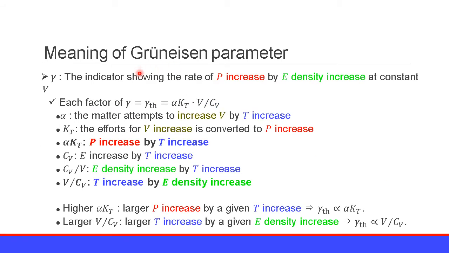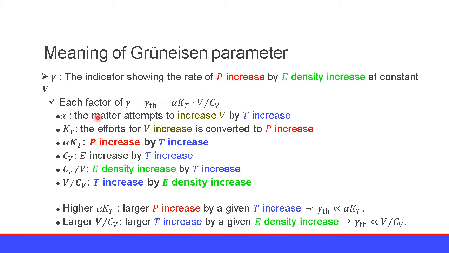This slide explains the meaning of the Grüneisen parameter. The Grüneisen parameter gamma is the indicator showing the rate of the pressure increase by the internal energy density increase at constant volume. Then let us divide the Grüneisen parameter into two parts, alpha K_T and V over C_V.